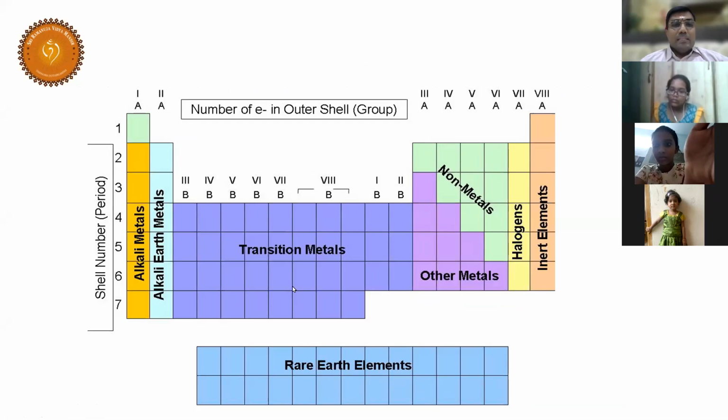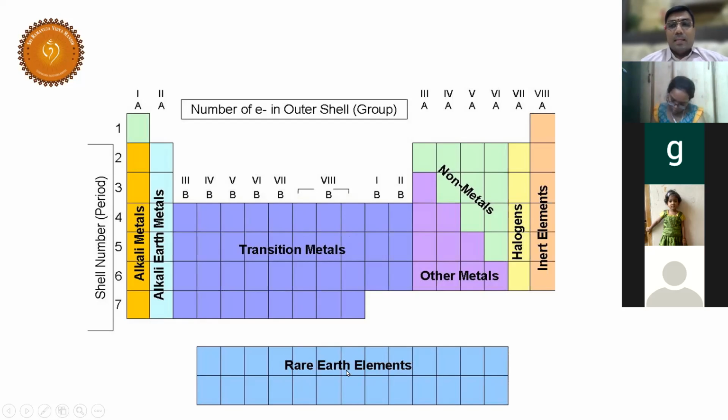Transition metals: what are the transition metals? The D block elements are called transition metals. The F block elements are called rare earths or inner transition metals. I hope you understood the classification of S, P, D, and F blocks.